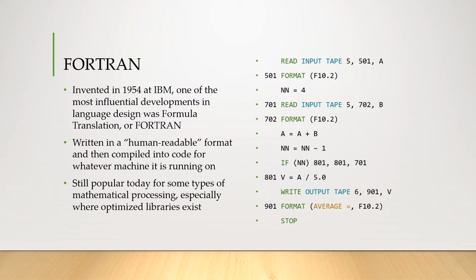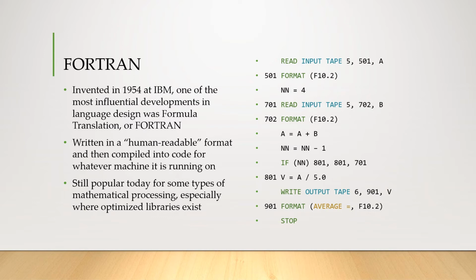FORTRAN is called FORTRAN because it was the first language to allow you to just write mathematical formulas exactly as is. So you can say A equals A plus B, N equals N minus 1. Real simple stuff. The if statement in FORTRAN was kind of complicated. If you had a negative number, it would jump to the first code point there, the first line number. If you had a 0, it would jump to the middle line number, and if you had a positive value, it would jump to the third line value. So as long as N is greater than 0, we're going to jump back to 701, read another B, and keep going with our program.